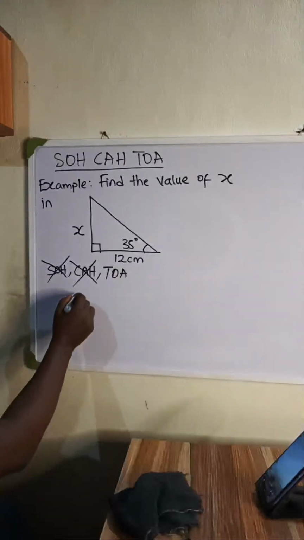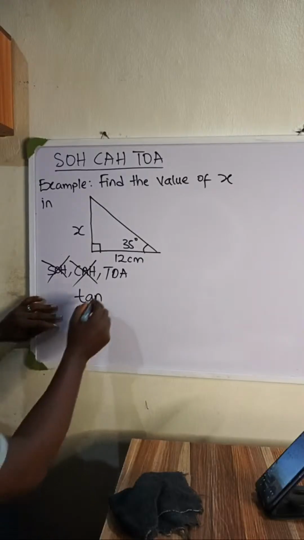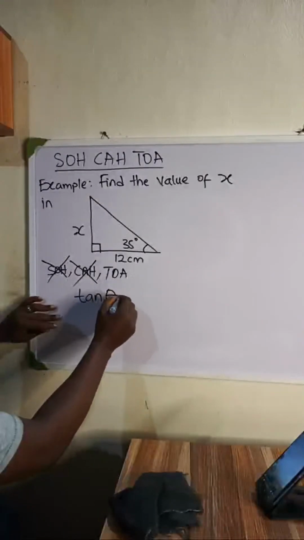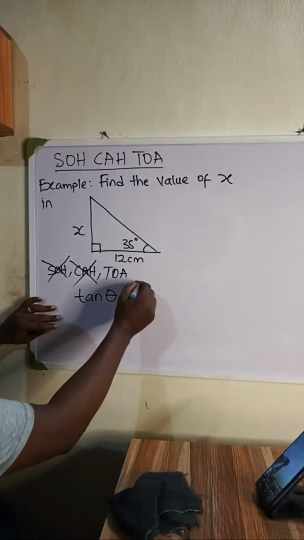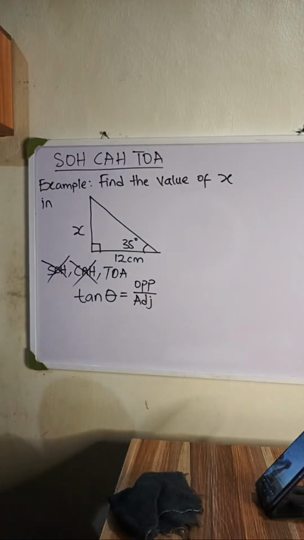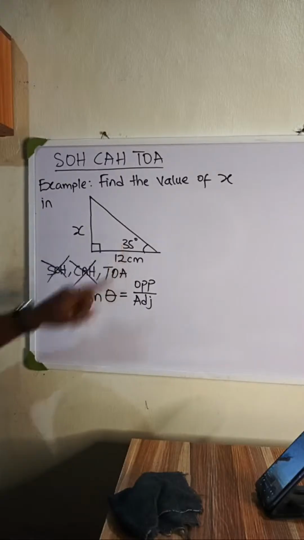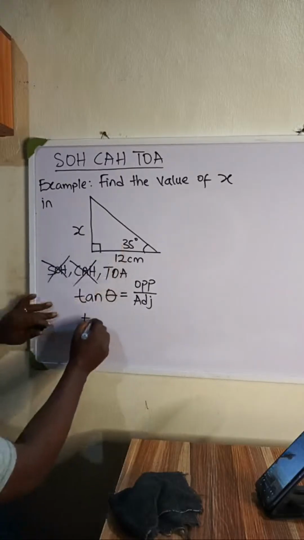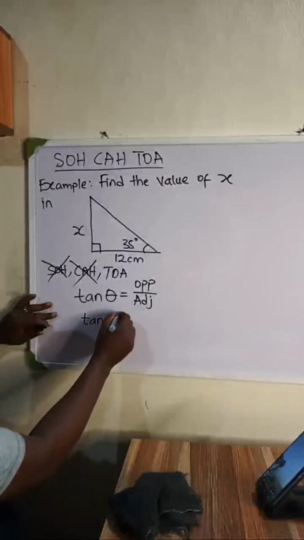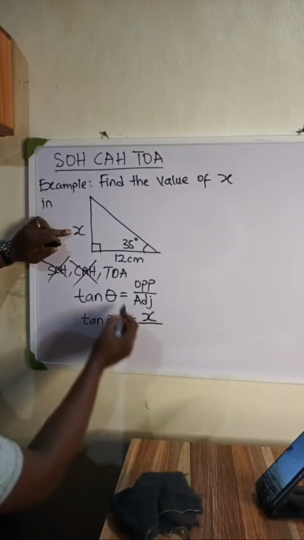So we are going to write tan. Remember, I told you earlier that TOA is also called tan. So we're going to write tan theta is equal to opposite over adjacent. So that's what we are going to use. Tan theta is equal to opposite over adjacent. Now, what is our theta? Our theta is the angle here, which is 35 degrees. So we can simply say tan 35 degrees is equal to, what is our opposite? Our opposite is x, all over our adjacent is 12.